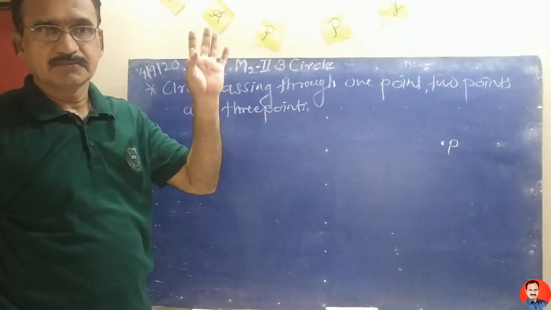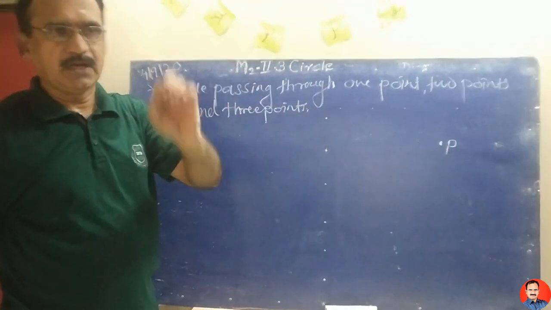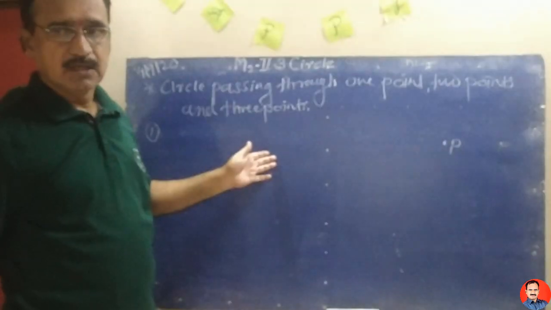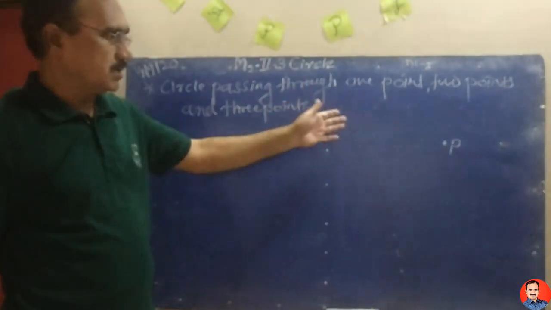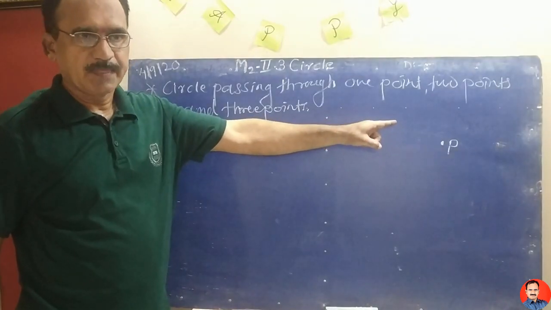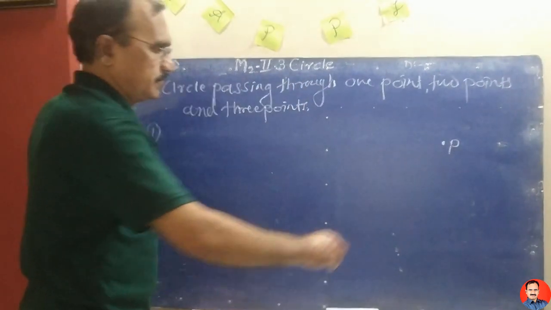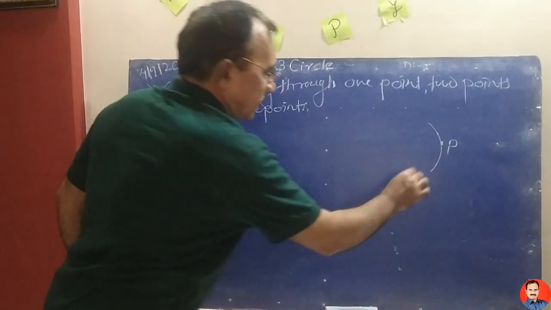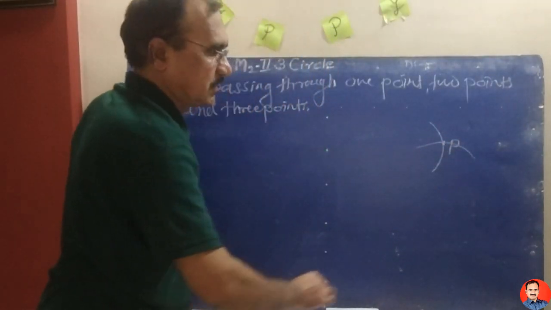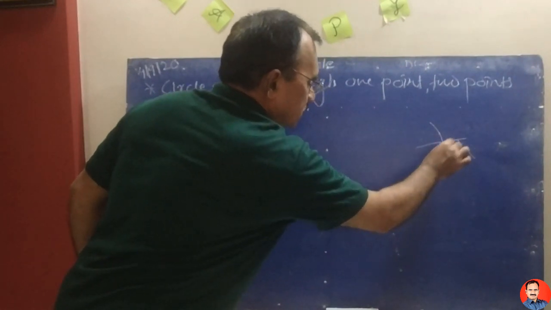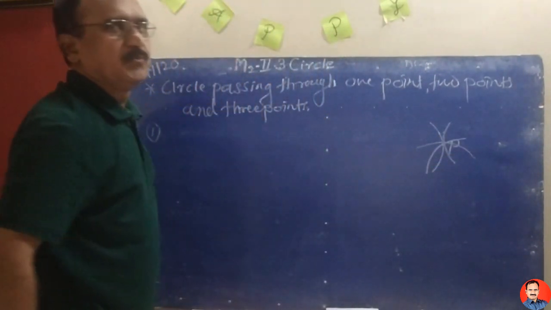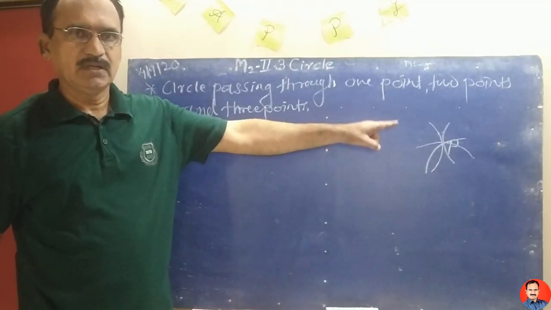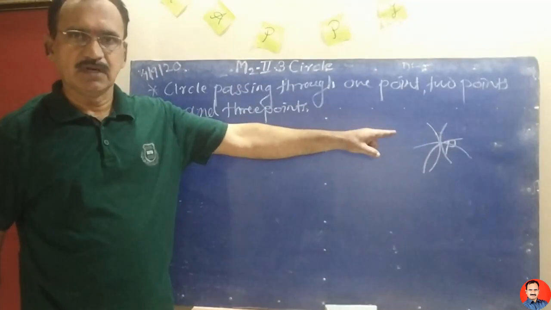Can you draw the figure? Yes, why not? If you have spare time, you can draw this figure. We are going to write the conclusion only, but if you want the figure of this conclusion, you can draw the figure at your home. How many circles pass through point P? This one circle is passing through point P, this one circle, this one circle, this one circle, means infinitely many circles are passing through any one point. This is the conclusion.